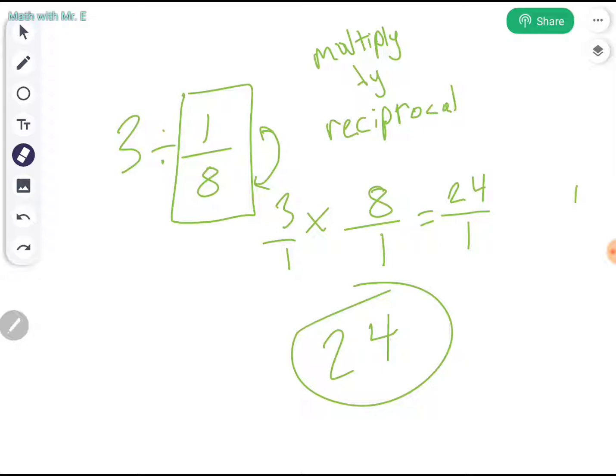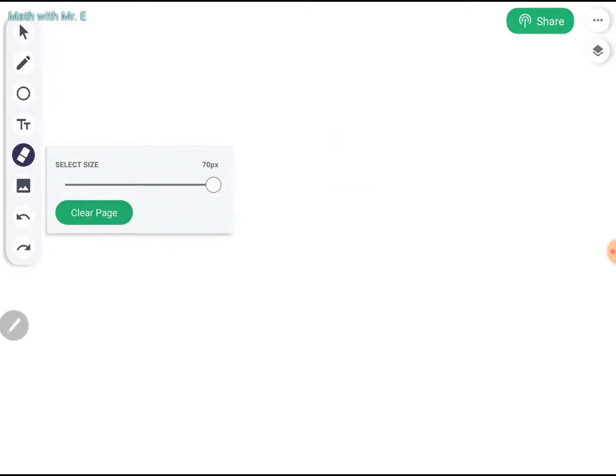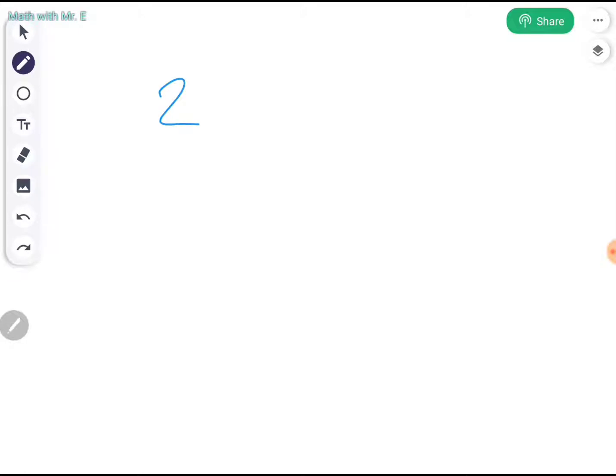So let's do a little practice looking at reciprocals. If I had the fraction 2/3, the reciprocal would be the denominator becomes the numerator and the numerator becomes the denominator. So the reciprocal, not even going to try writing it, would be 3/2. Likewise, if we wanted to find the reciprocal of 2/5, we switch the numerator and denominator, so the reciprocal would be 5/2.